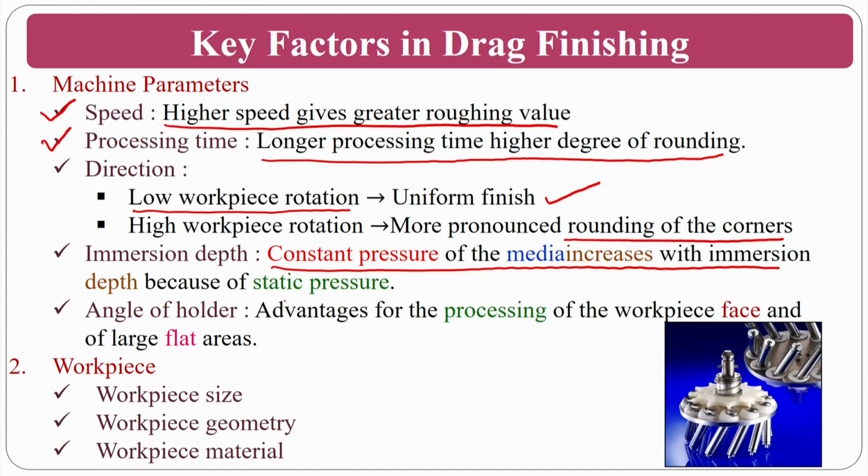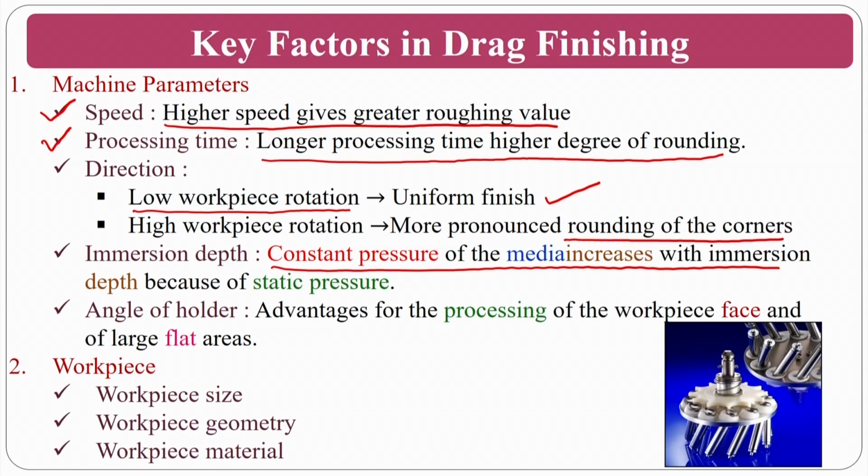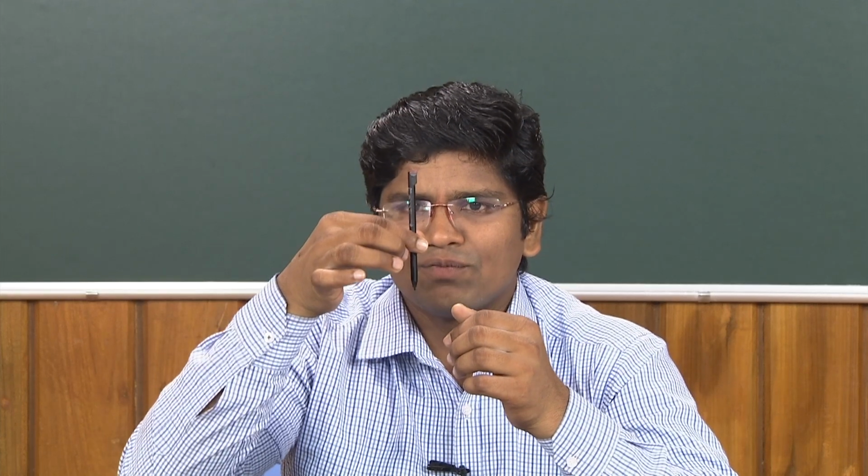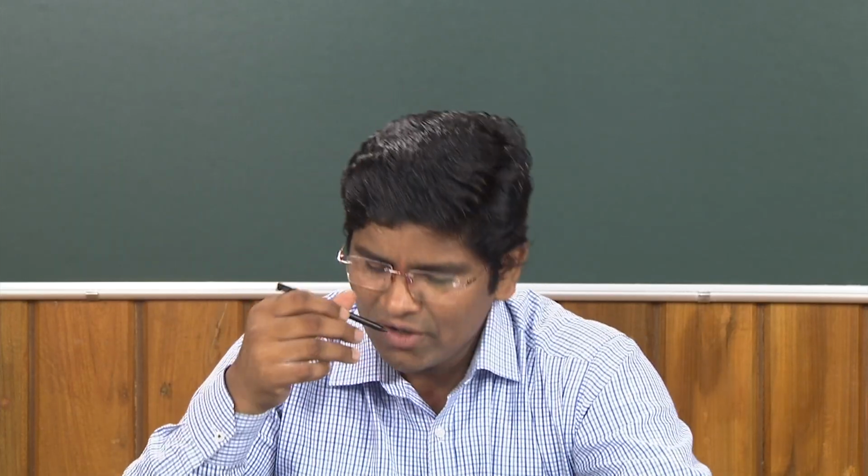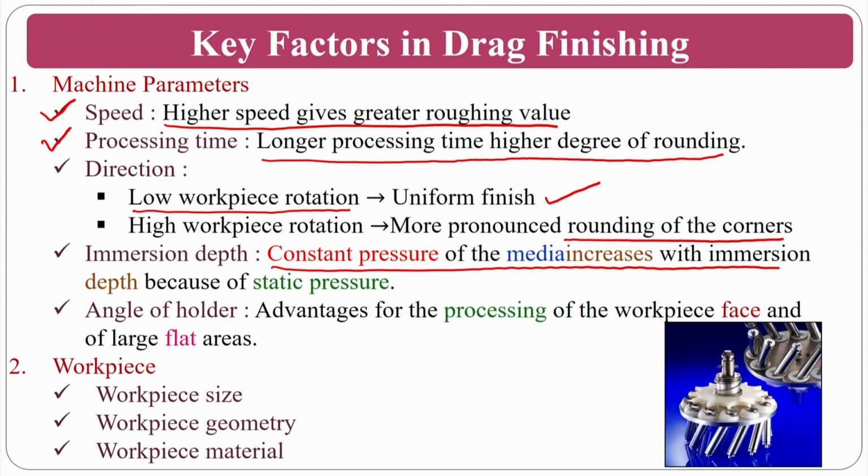So, you can go for different immersion depths. If I have a set of components where I want a uniform surface roughness, then your immersion depth should be constant. Angle of holder: you have seen the vertical type of motion or vertical type of holding. You can also give certain angles depending on the shapes of your components.